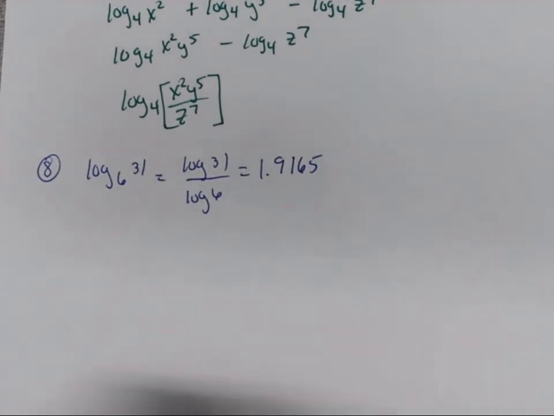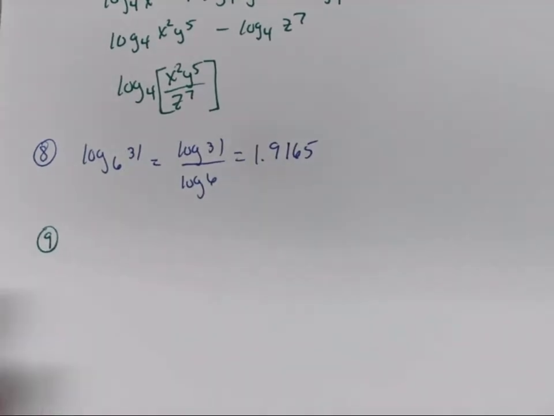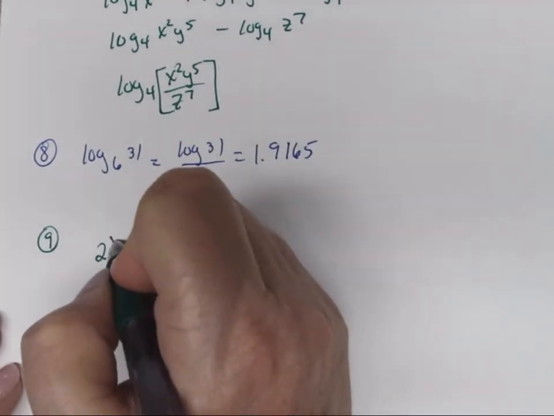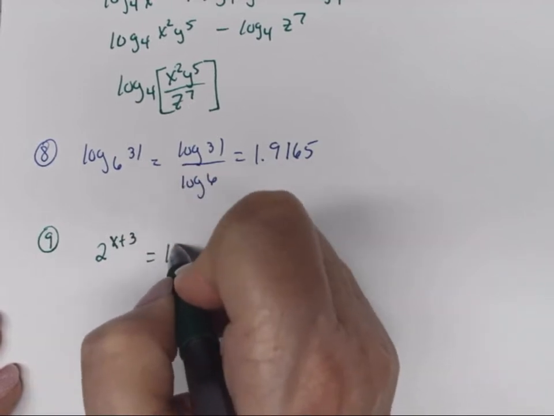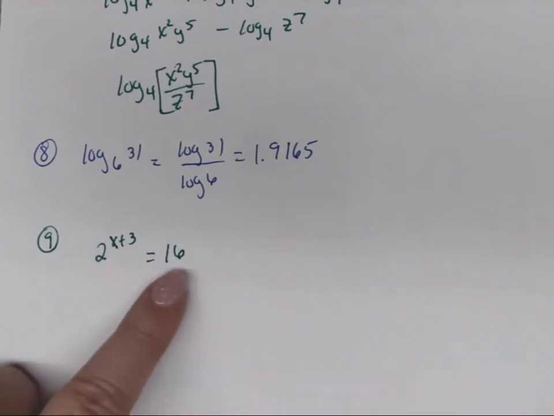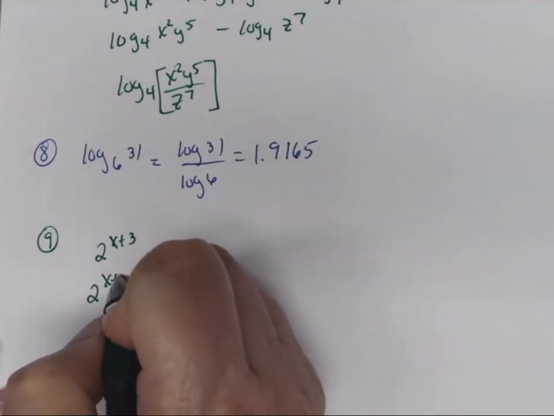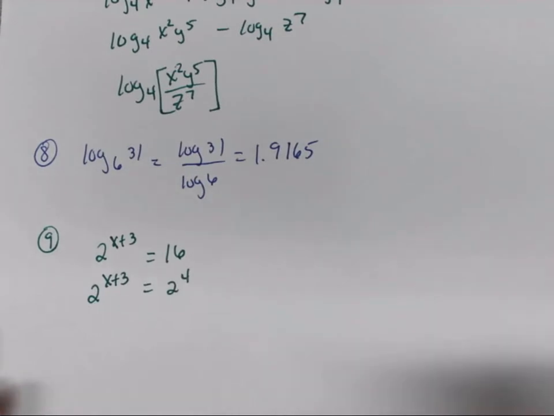All right, number 9. Number 9 tells us to solve the exponential equation. So 2 to the x plus 3 equals 16. Well, in order to do this, you're going to have to get it to the power of the same base. So 2 is the lowest it can go for a base. We can rewrite 16 as 2 to the 4th. So 2 to the x plus 3 equals 2 to the 4th.